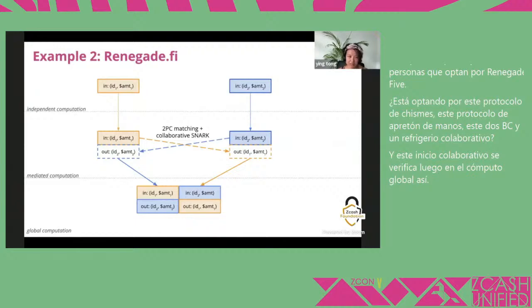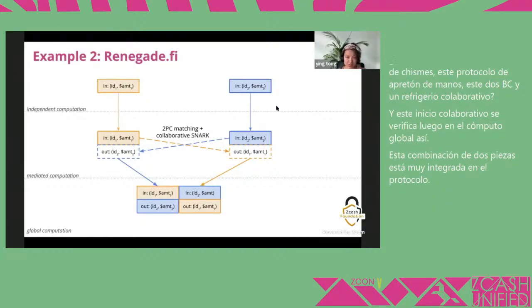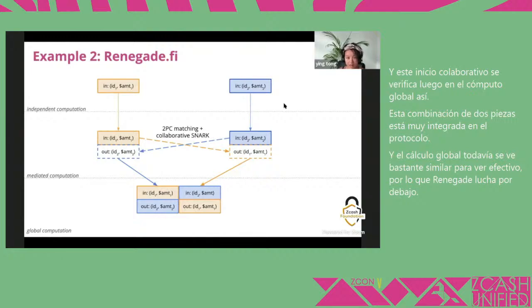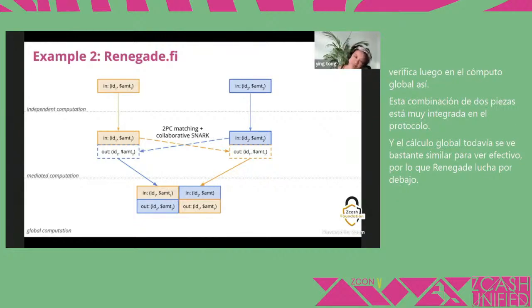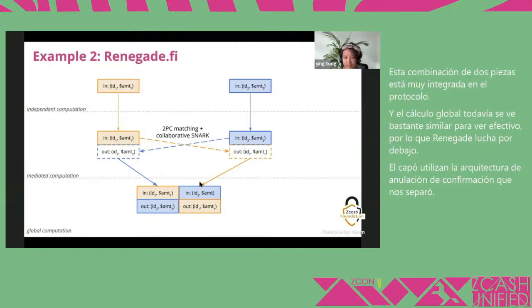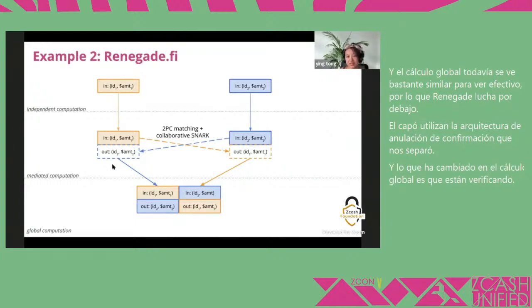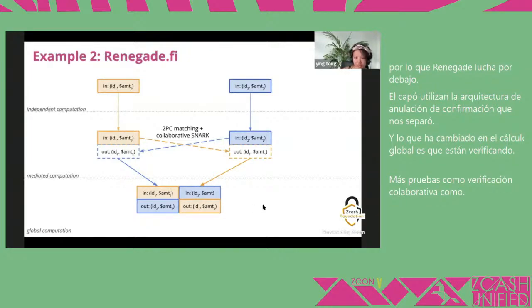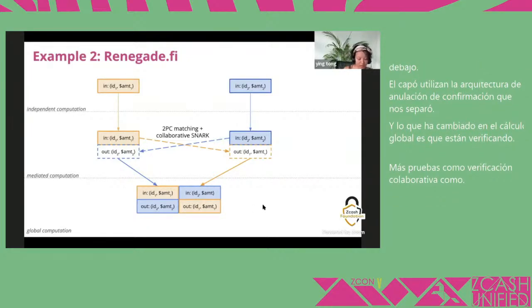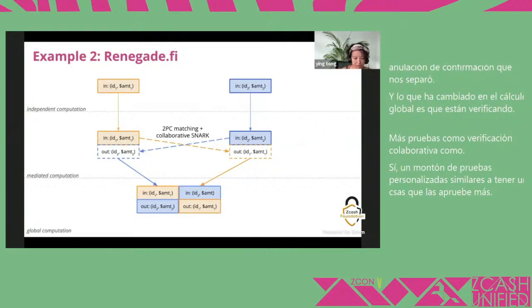But notice here that the independent computation and global computation still look pretty similar to Zcash. Renegade Phi under the hood does use the commit nullify architecture that Zcash does. And what's changed in the global computation is that they're verifying more proofs, like collaborative snarks. They're verifying a bunch of bespoke proofs, similar to how ZSAs would introduce more proofs, or it would alter the relation that the network is verifying.